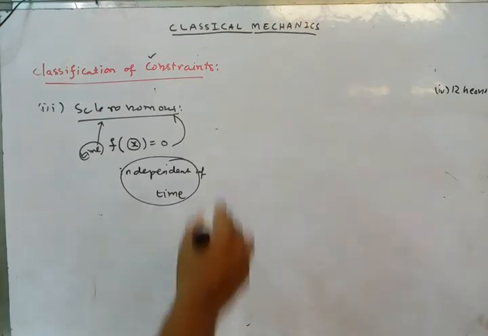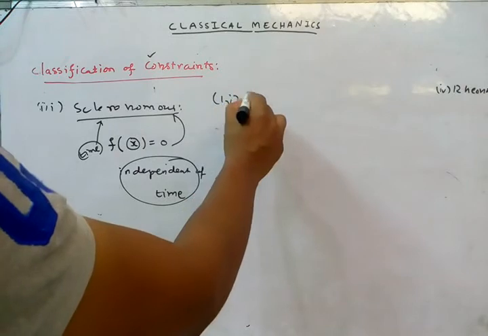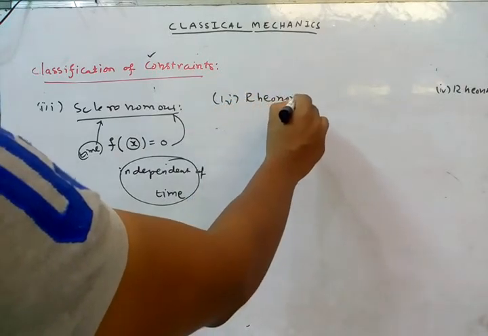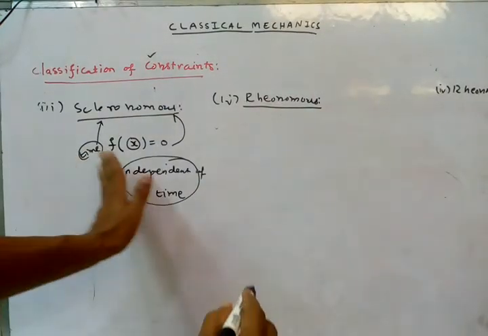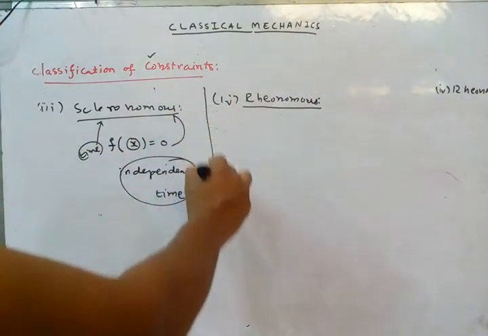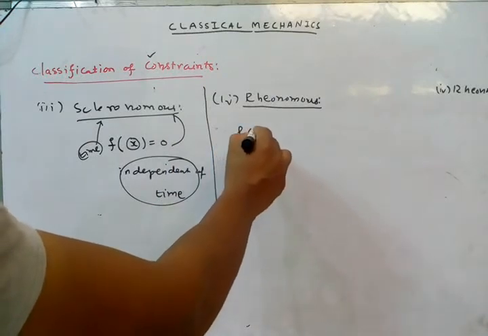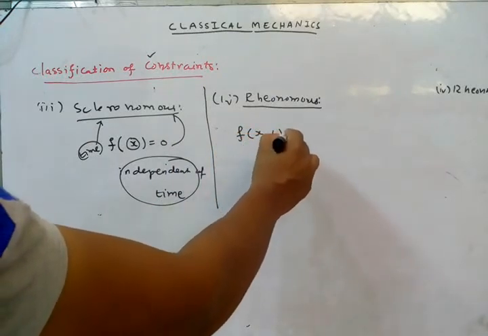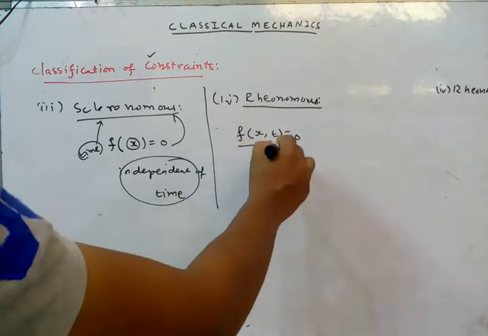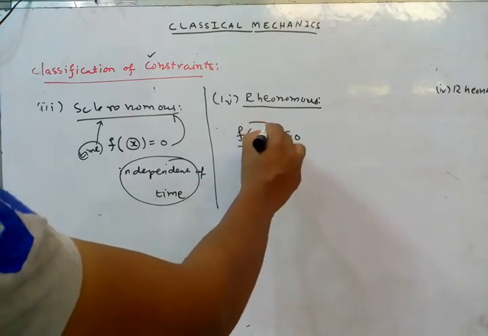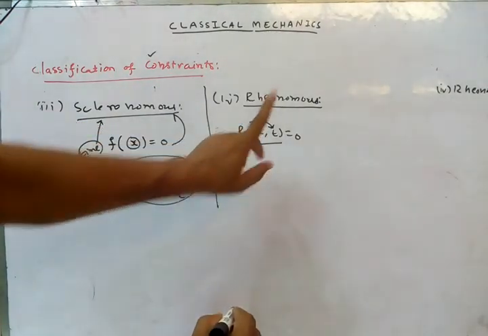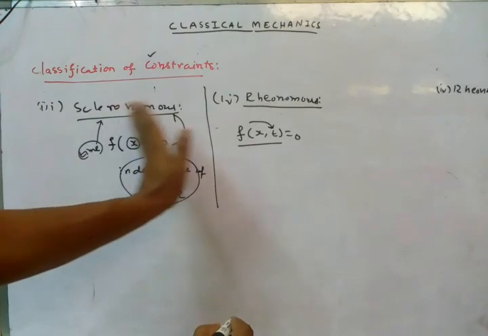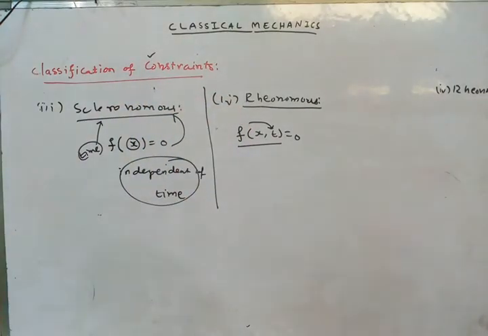Next, the fourth type, rheonomous constraints. A rheonomous constraint is opposite to scleronomic. It is simple. If any constraint equation depends on time in the function, that is, the function depends on time also, then it goes to rheonomous constraints. It is opposite to scleronomic. So these are the classification of constraints.